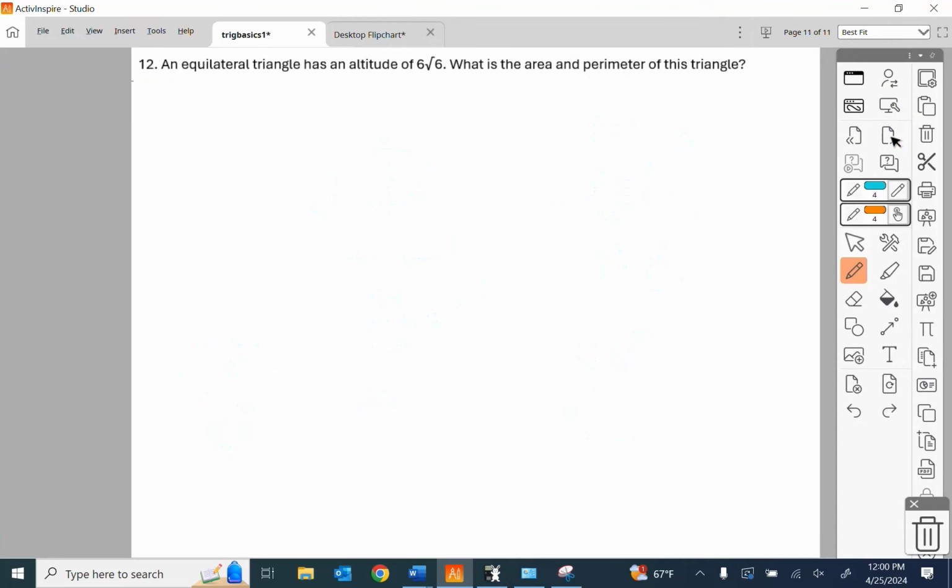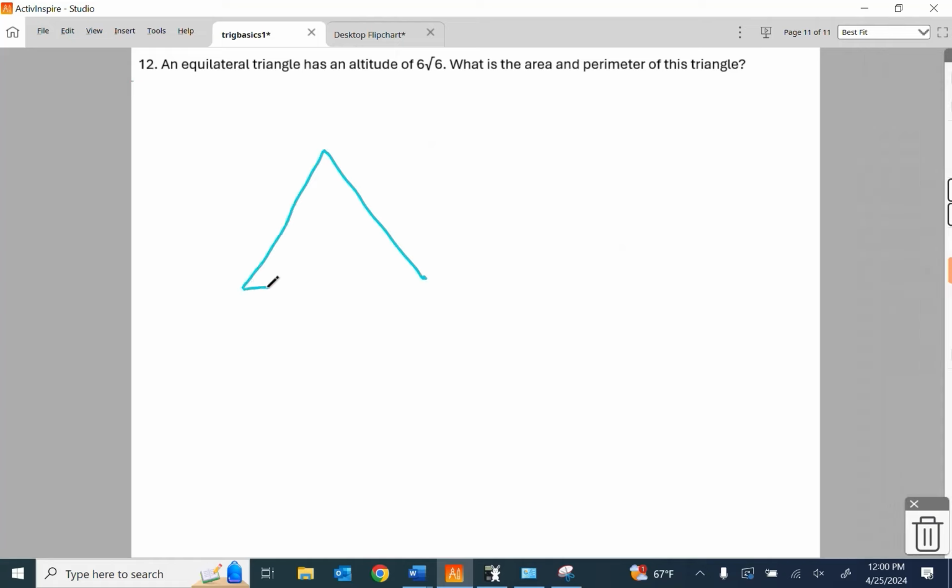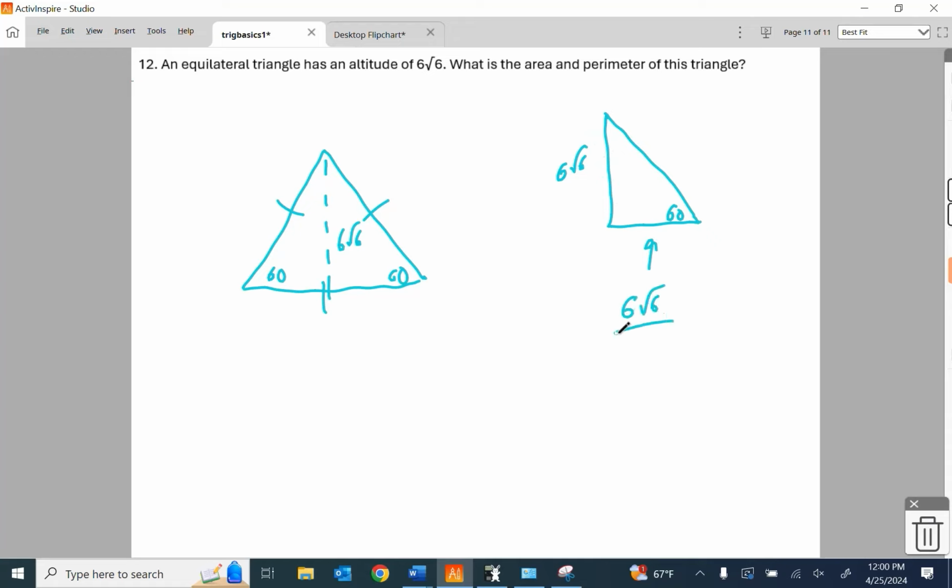An equilateral triangle has an altitude of 6√6. The height is 6√6. Now I'm going to take a look at the right hand side because that's what I do. These are 60-degree angles because she is equilateral. This is the long leg of an equilateral triangle. The short leg is going to be the long leg divided by the root of 3. And 6/3 again is 2, so it's 6√2. That is half. Remember, half is 6√2, 6√2. The whole thing is going to be 12√2 because 6 plus 6 is 12.